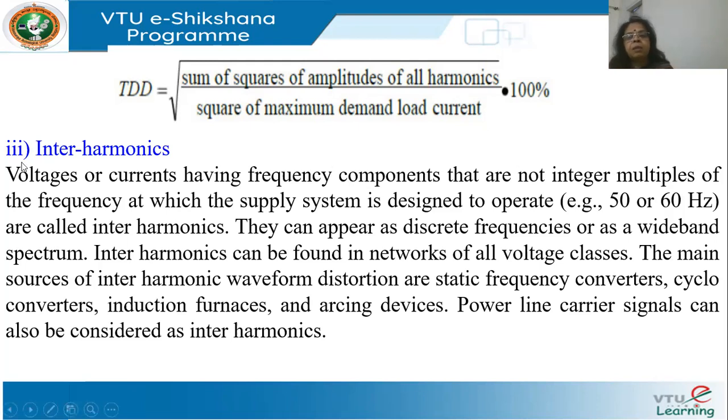Now, the third waveform distortion is interharmonics. Interharmonics are non-integer multiples of the fundamental. You have 50 or 60 hertz; 75 hertz in a 50 hertz system is a non-integer multiple. They are found in networks of all voltage classes, low voltage, medium voltage, everything. The main sources are frequency converters, cycloconverters, induction furnaces, which are widely used in steel mills and other places, and arcing devices. Power line carrier signals you can also consider as an interharmonic, because you will be sending a communication signal in the power line.